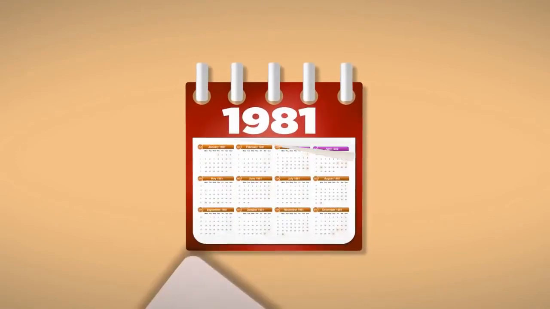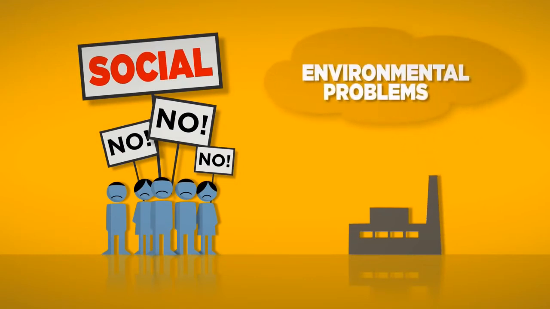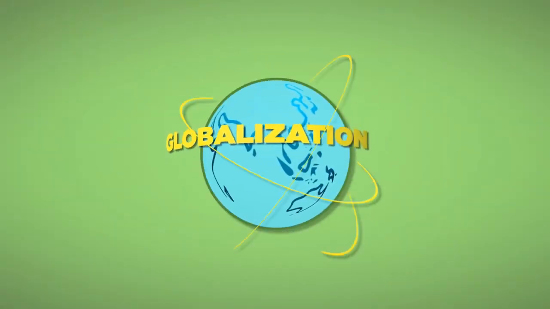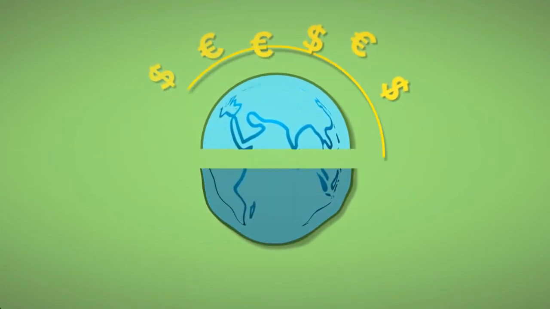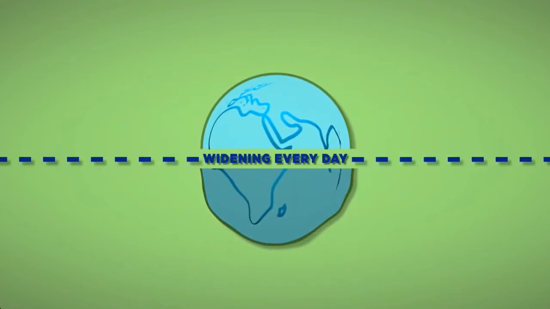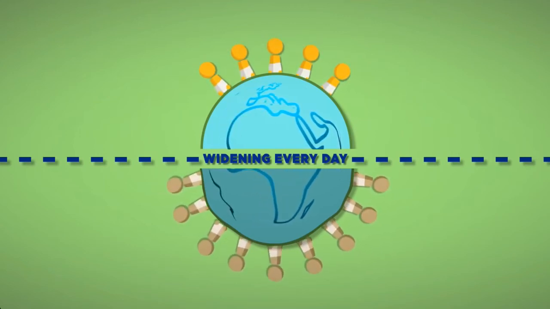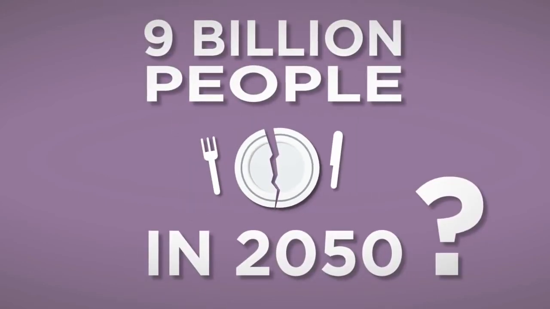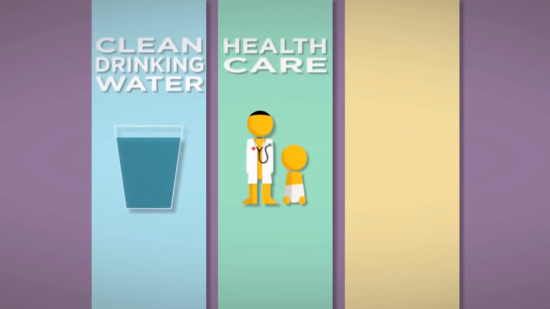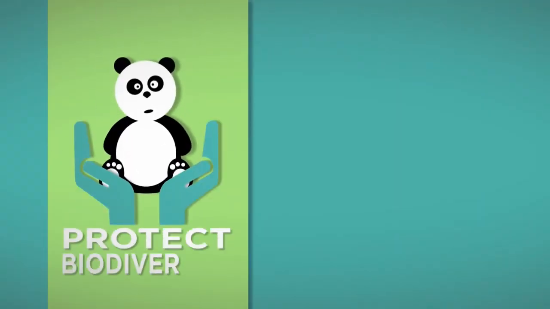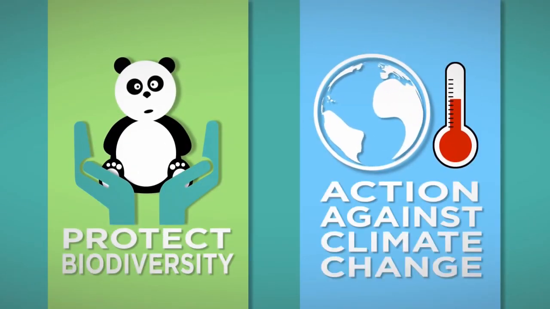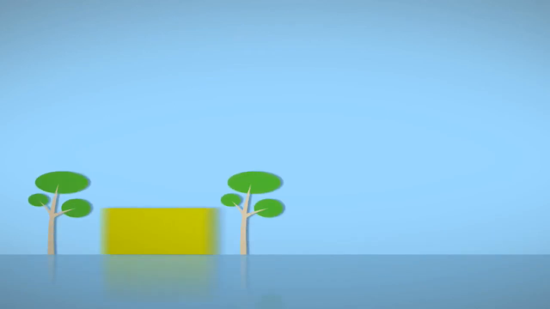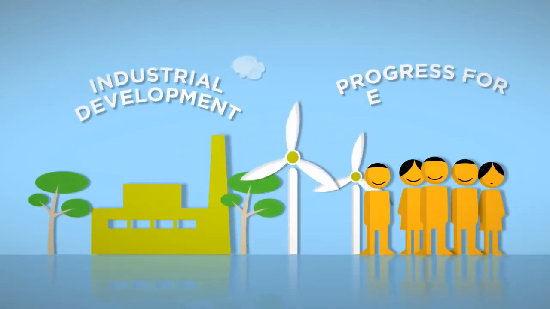The idea first emerged in the late 1980s as a response to the world's growing social and environmental problems. With globalization, the inequality gap between rich and poor countries is widening every day, and the projections for population growth are alarming. How are we going to feed a total of 9 billion people in 2050? How can we offer everyone access to clean drinking water, healthcare, education? How can we protect biodiversity and take concrete action against climate change? How can we make sure that industrial development means progress for everyone?